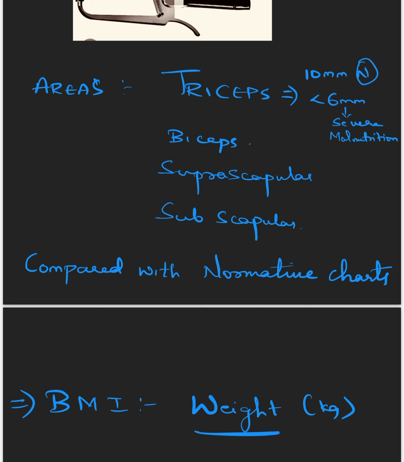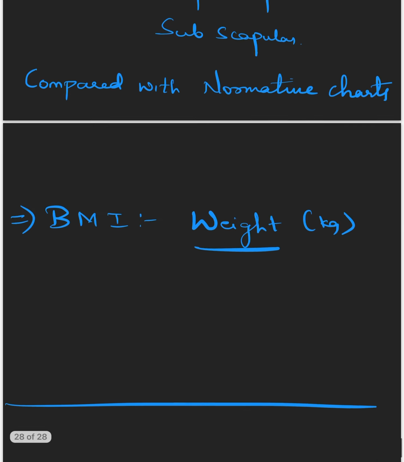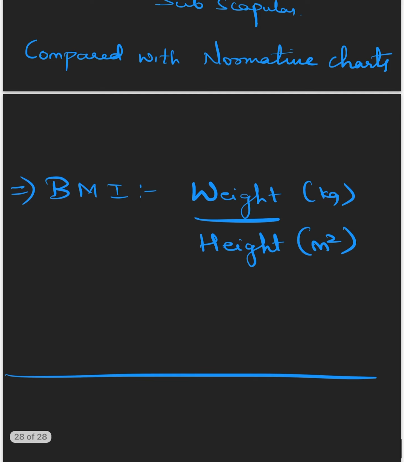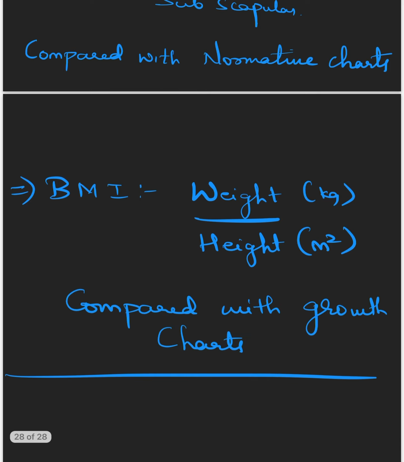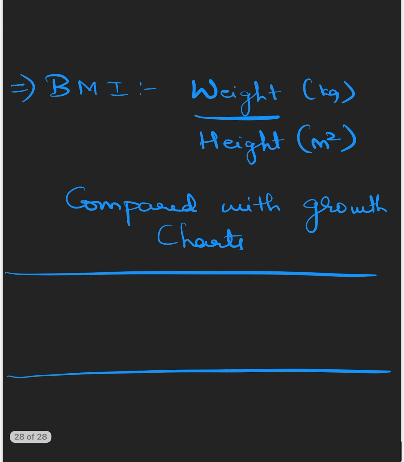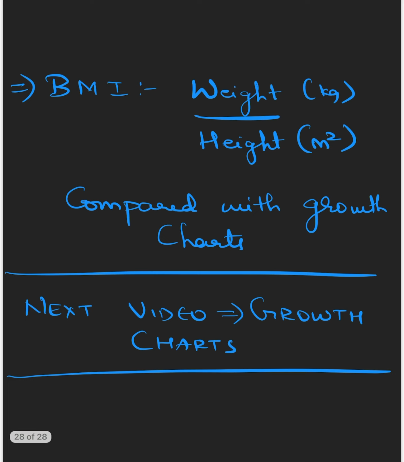Then we go for BMI. One of the easiest calculations, BMI, weight in kg by height in meter square. And we compare with normative growth charts. So what are growth charts? We discuss about growth charts in next video.